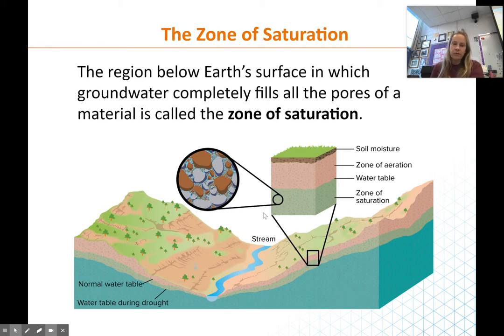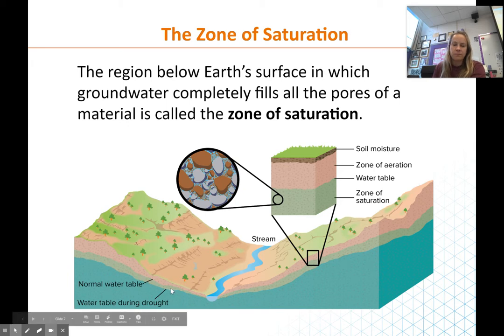There's also a couple other things that we'll talk about in here. We've got the water table. So the water table is essentially the top of the zone of saturation. So you can see right here, the water table extends up. It kind of mimics the topography. So it's not always a flat line that goes clear across, but it tends to mimic the topography.